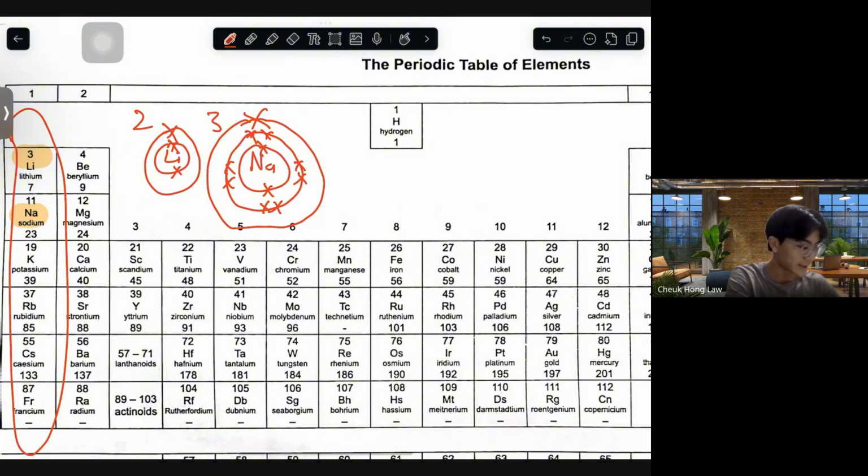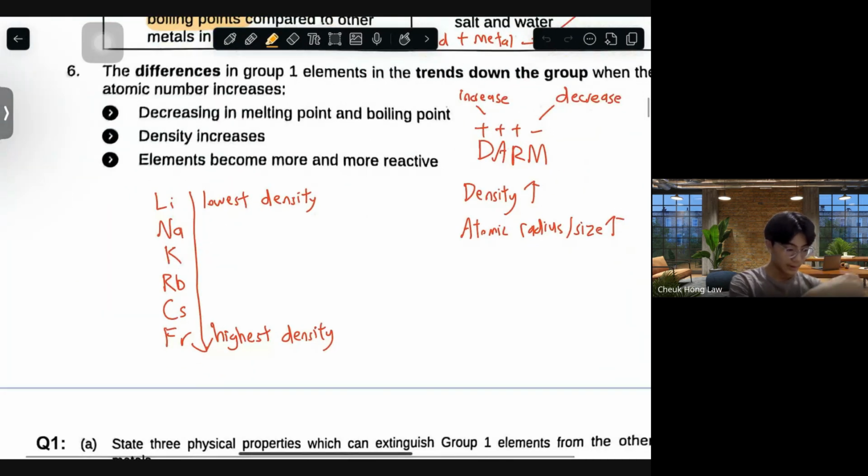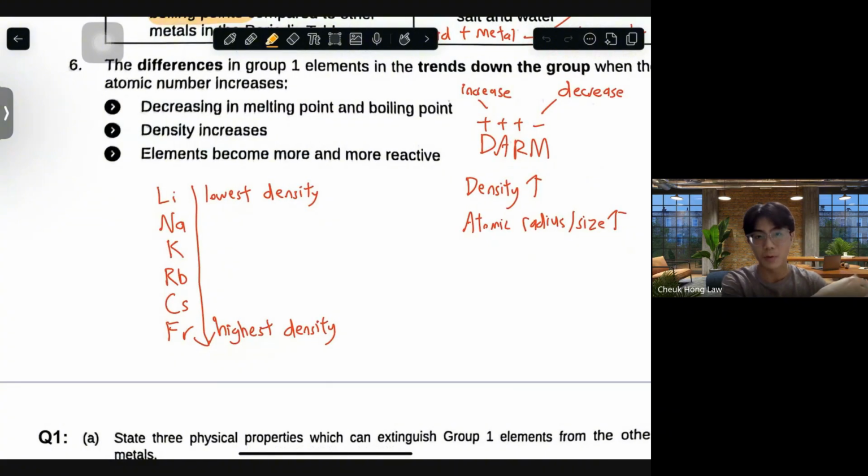What is atomic radius? It's basically this distance here. I'm going to highlight it from the middle to the end. Okay. The distance increases, the atomic radius increases. So the atomic size of the whole atom also increases. That is your second trend. Okay. So lithium is basically the smallest in size, and then francium is the biggest in size. That is your atomic radius or atomic size.